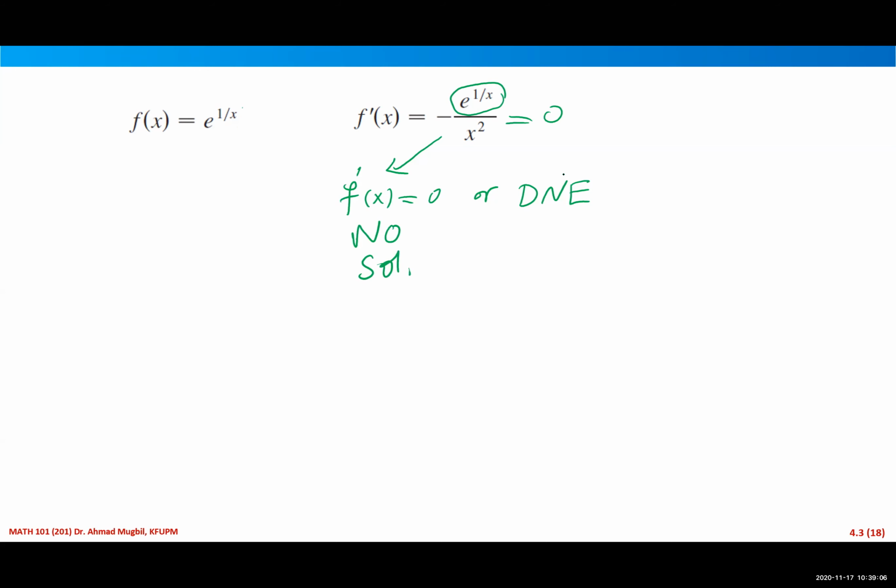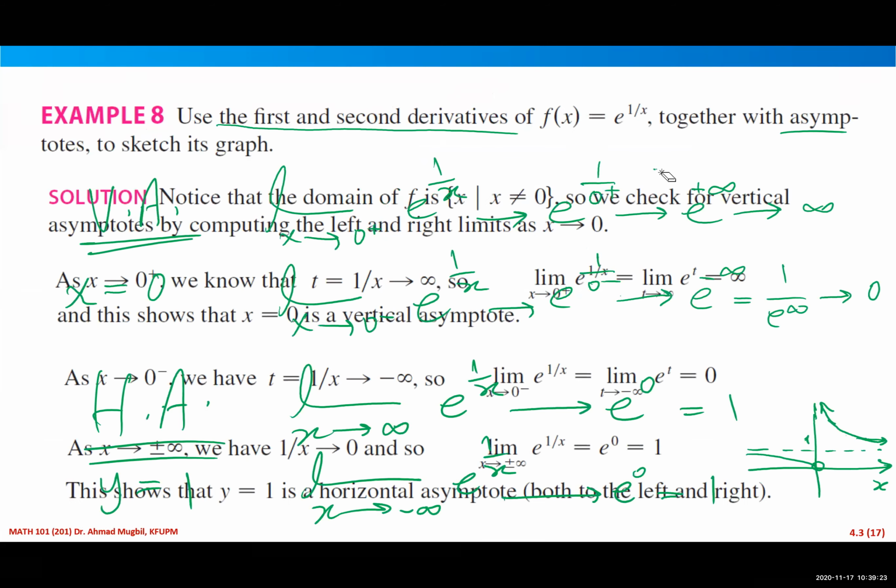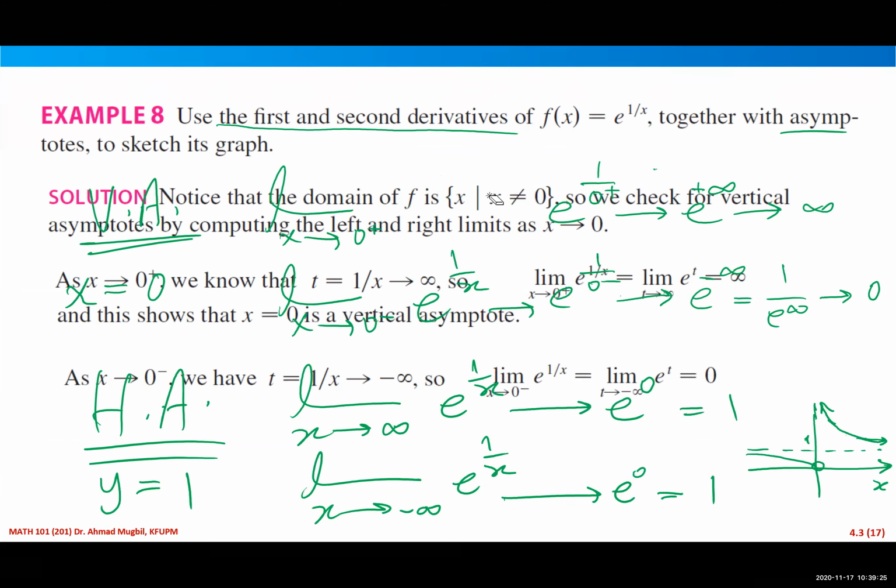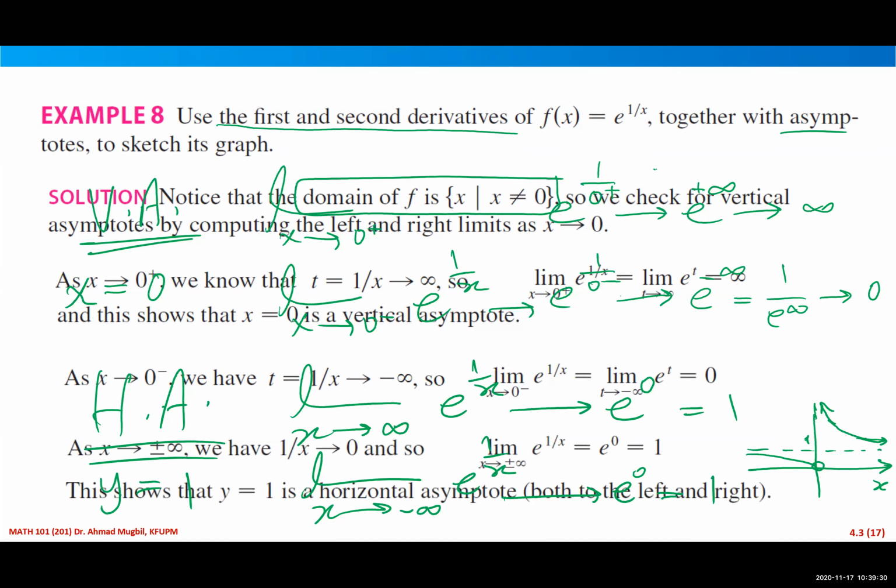What about where it does not exist? The first derivative does not exist where? At 0, but 0 is not in the domain. At x equals 0. So is this a critical number? Can we say that it is a critical number? No. Why? It's not in the domain of the original function. We should find the domain from the beginning. I forgot to mention that. Look, you should find the domain, ya shabab. Always start with finding the domain.